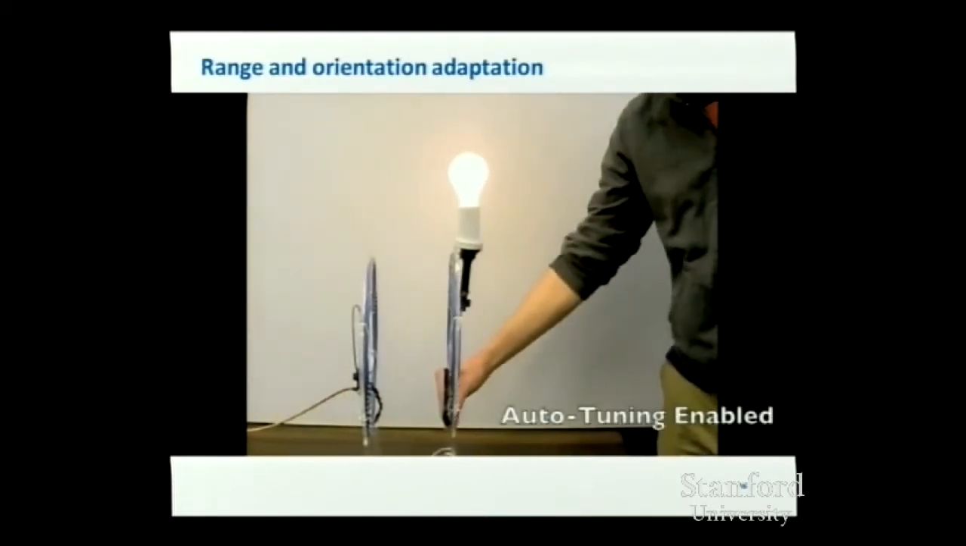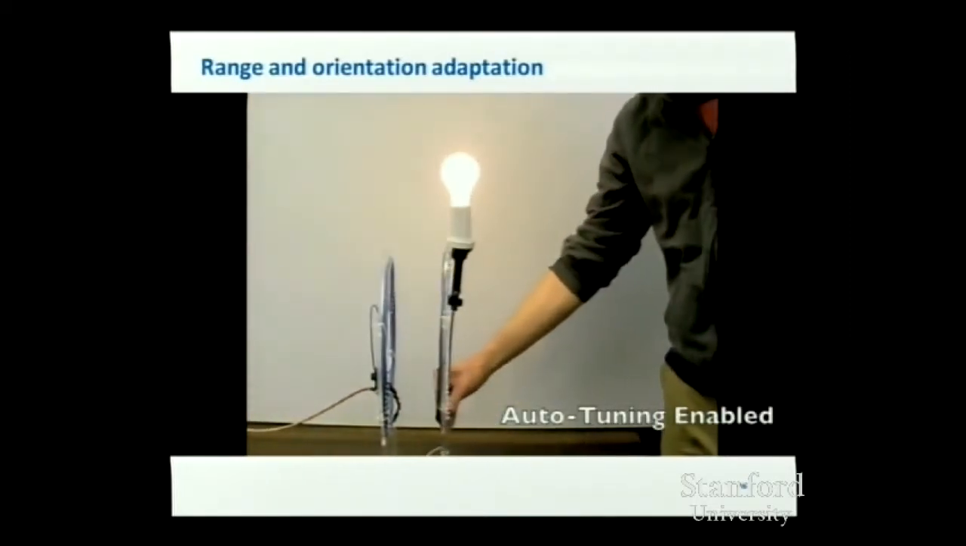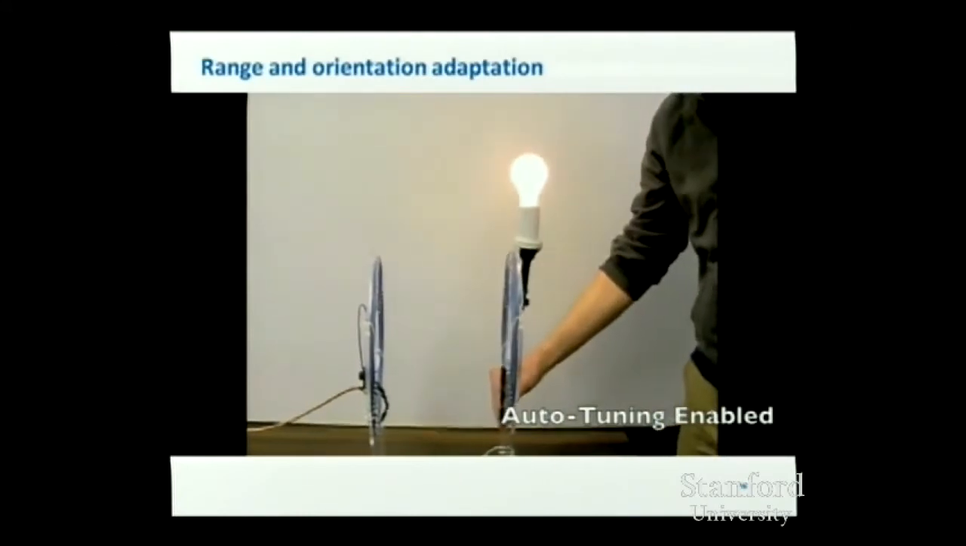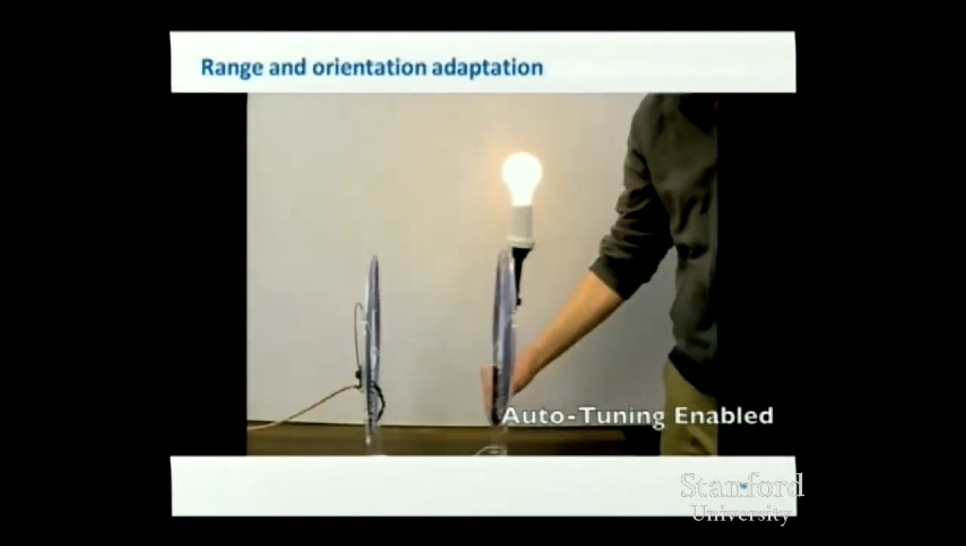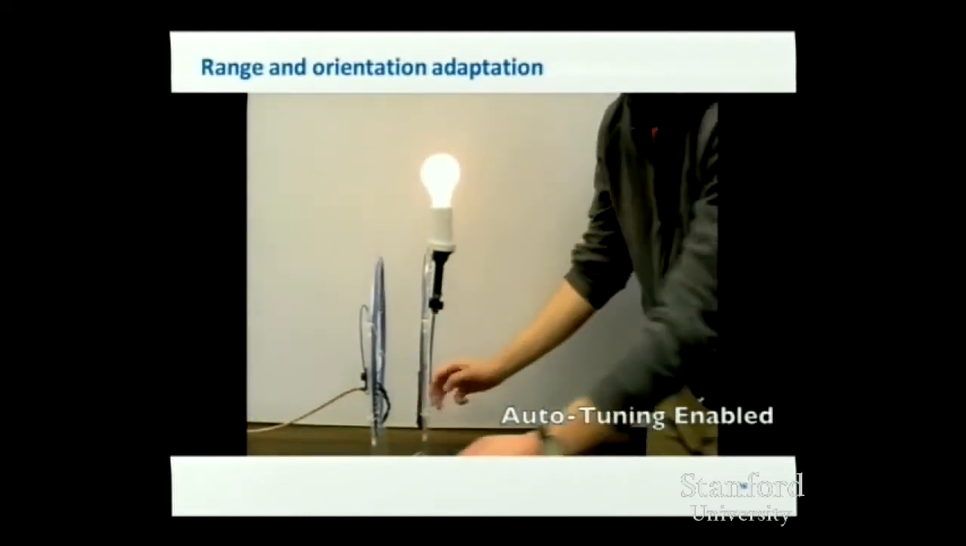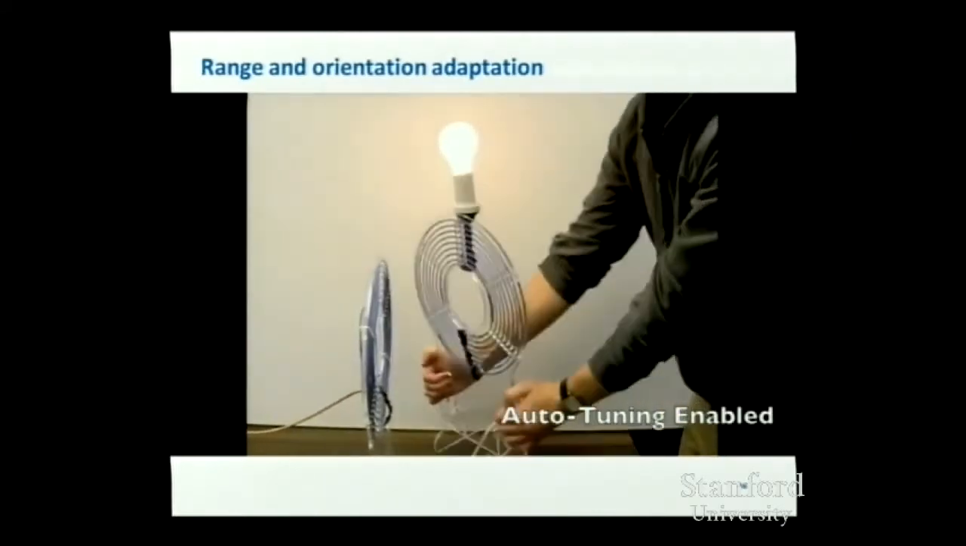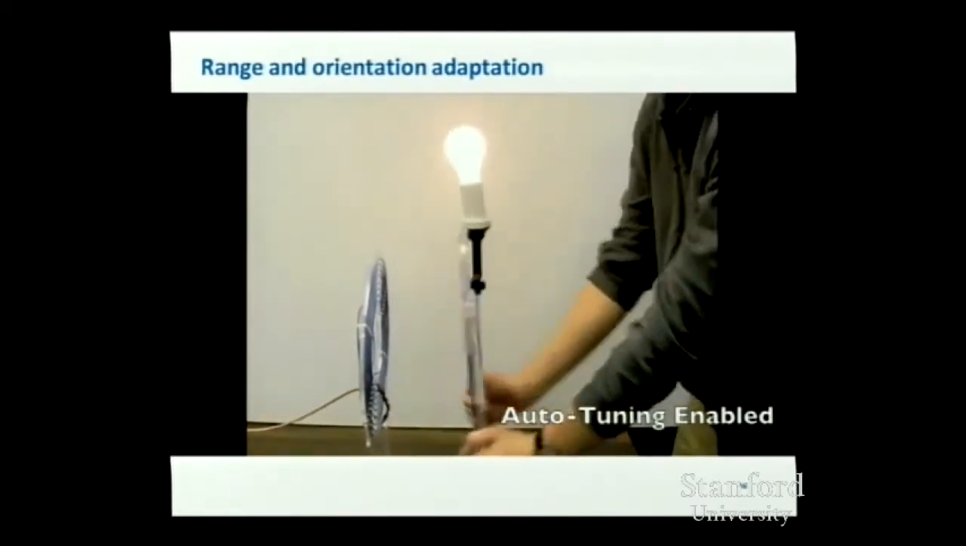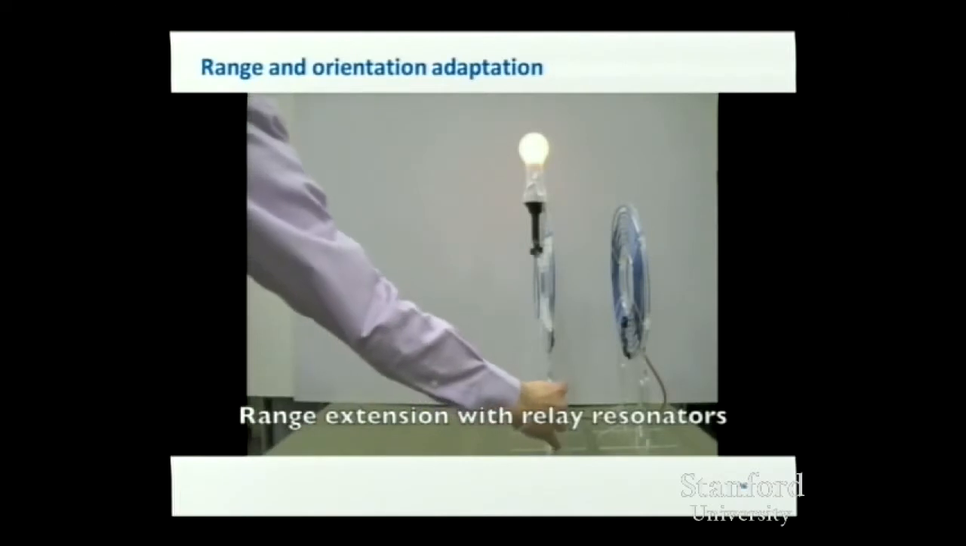Now we're turning on auto-tuning, so now the transmitter is changing its frequency in response to what's going on, and you can see that the light basically stays on essentially all the time, even as we change the orientation and so forth.